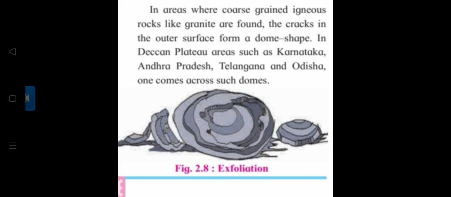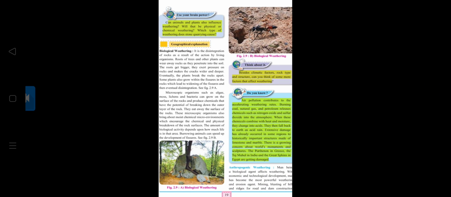So the next topic we are going to talk about, if you see page number 19, is use your brain power. Whatever has been highlighted is being deleted, as you already know. So we don't have use your brain power. Can animals and plants also influence weathering? Will that be physical or chemical weathering? Which type of weathering does stone quarrying cause? This is not there. Think about it is also deleted from your syllabus, and do you know also is deleted from your syllabus.